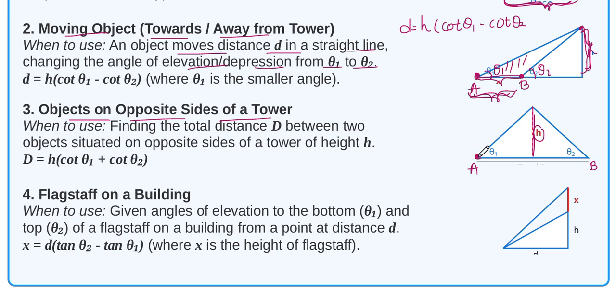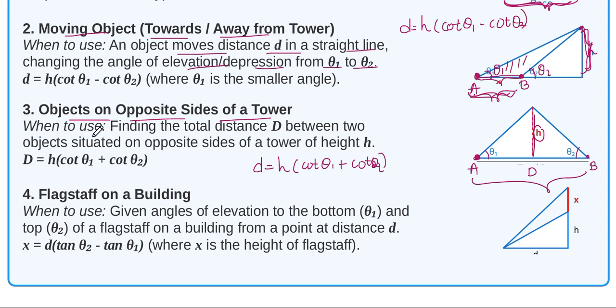If you look from point A, the angle of elevation is, let's say, theta 1, and from point B, which is the opposite side of the building, the angle of elevation is theta 2. To find out the total distance from point A to B, we'll use the formula d is equal to h bracket cot theta 1 plus cot theta 2. So if the angles are on opposite sides, then we have to add the cot angles, and if it is the same side and you are moving, then we have to subtract the cot angles.